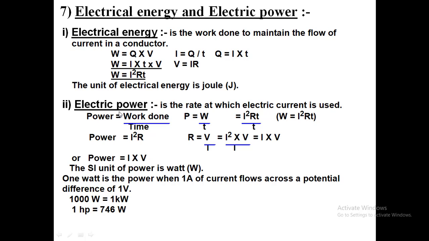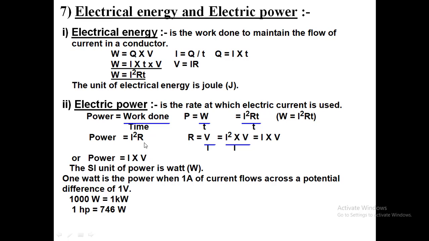Now, what is electric power? Power is the rate of doing work, or simply work done per unit time. The rate at which electric current is used is determined in terms of electric power. So power is nothing but work done by time. What is work done? Already we have defined it as I square RT. If you substitute I square RT by T, T gets cancelled, and you are going to have the expression I square R.